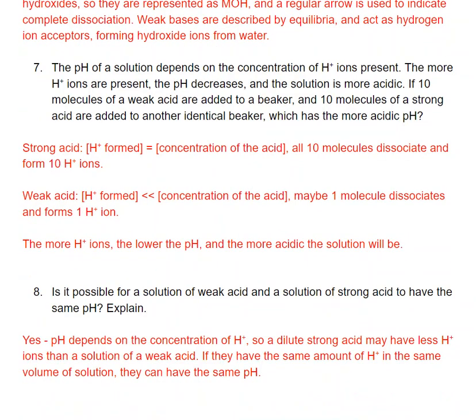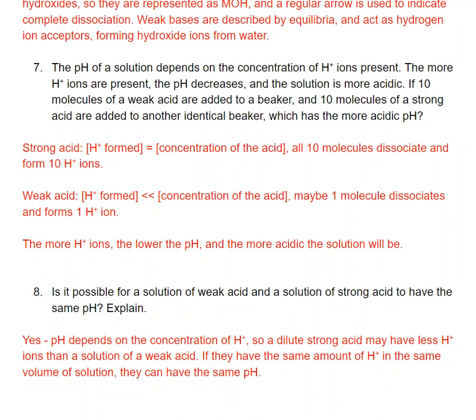So if we add 10 molecules of a strong acid and 10 molecules of a weak acid to identical beakers, which one is going to be more acidic? So for the strong acid, the amount of H plus formed is going to equal the concentration of the acid. So all 10 molecules dissociate and we form 10 H plus ions.